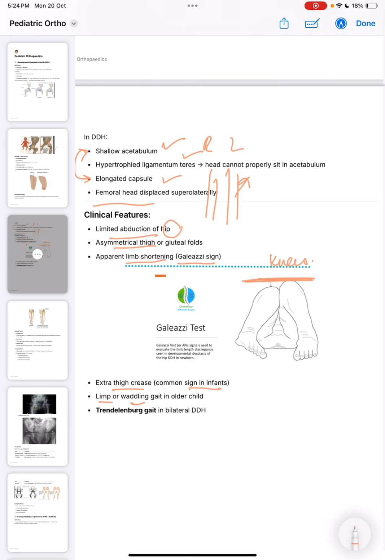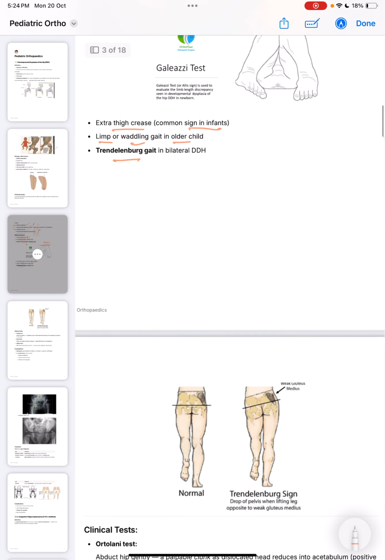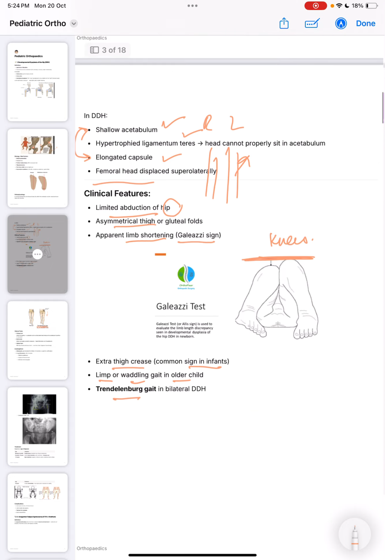There's a limp or waddling gait in older children, and the Trendelenburg sign is positive or gait in DDH. So this is when there is a drop of the pelvis, okay? Not because of a weak gluteus medius in this, but because the ball and socket mechanism is not proper.